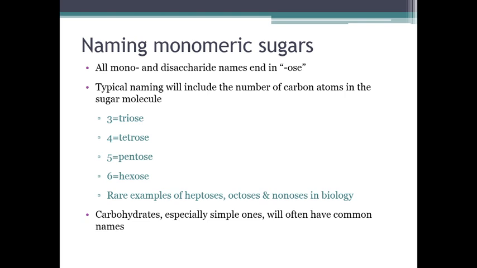Naming monomeric sugars. All mono and disaccharide names end in OSE or OS. Typical naming will include the number of carbon atoms in the sugar molecule. For example, if you have 3 carbons in a monosaccharide, it is called a triose. 4 carbon, tetrose. 5, pentose. 6, hexose. Rare examples of heptose, octose, and nonose also exist in biology. Carbohydrates, especially simple ones, will often have common names.